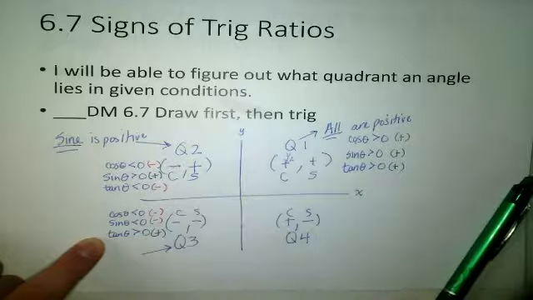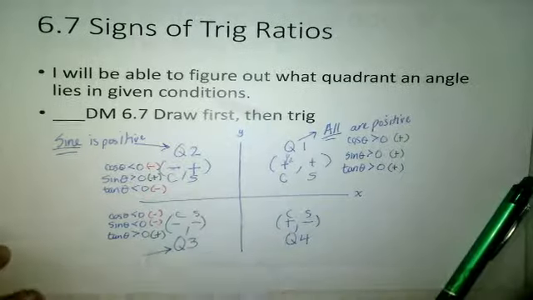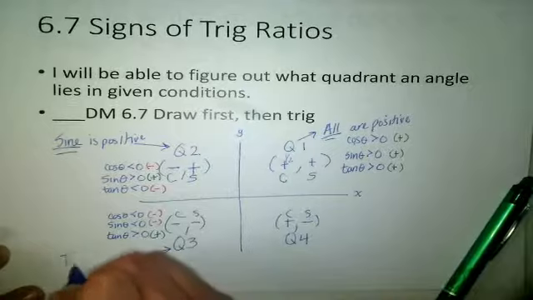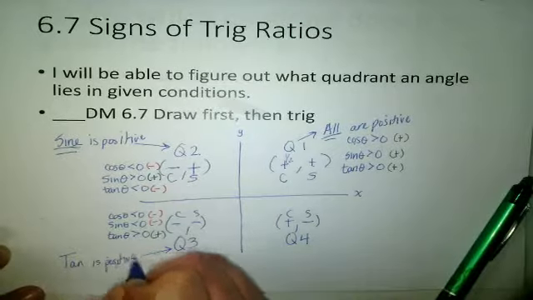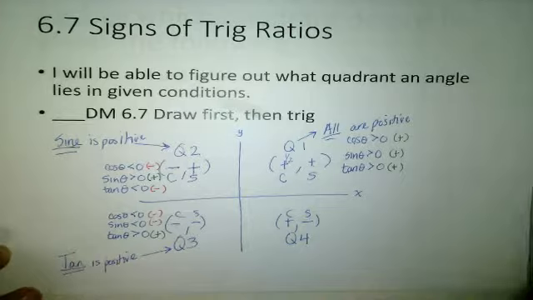Sine and cosine are both negative in quadrant 3. So it turns out in quadrant 3, tangent is positive. And there's a reason I'm doing this.